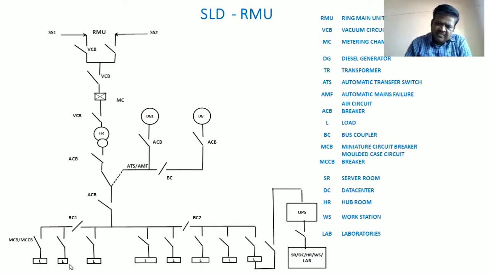In case this auto transfer switch or auto mains failure fails to function, you should know how to operate it manually. That is a manual operation. So this is the changeover process.